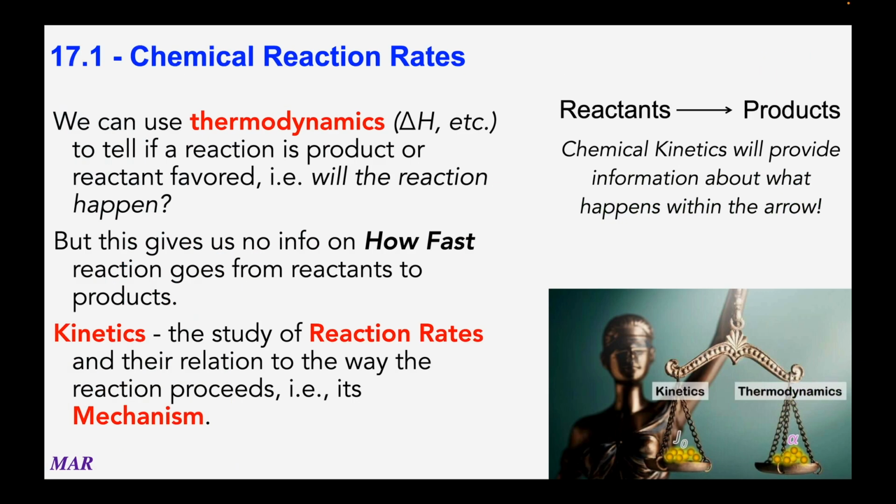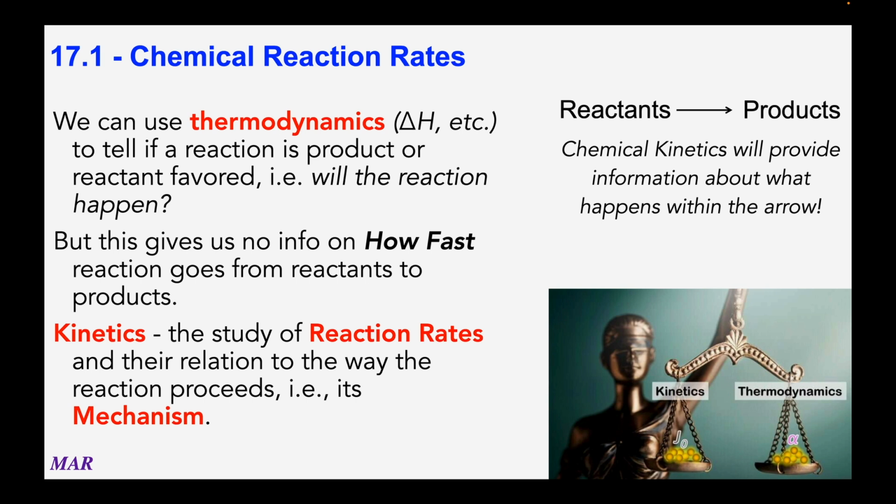So in chemistry, thermodynamics, which is enthalpy and other terms that we'll look at more later, are useful because they can tell if a reaction will be product or reactant favored. Product favored means the reaction will occur, and reactant favored means the reaction will probably not occur. But it doesn't give us any information as to how fast the reaction goes from reactants to products.